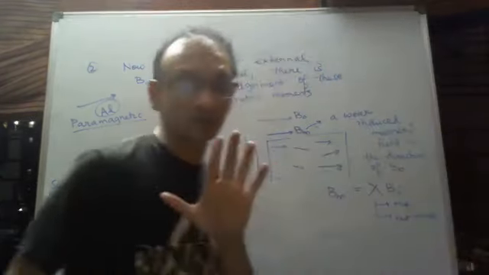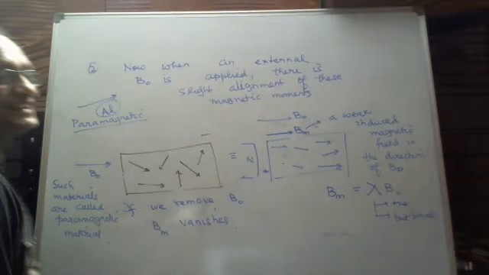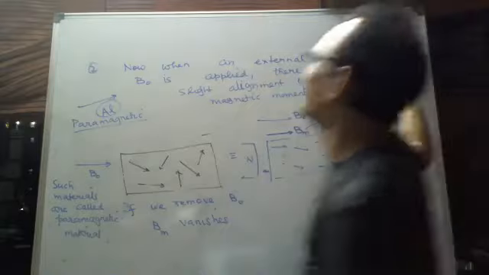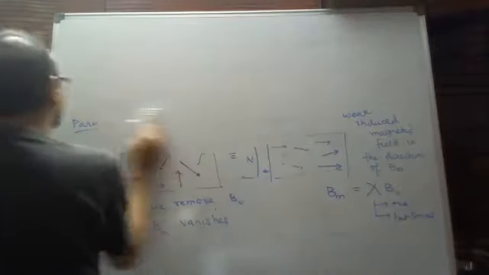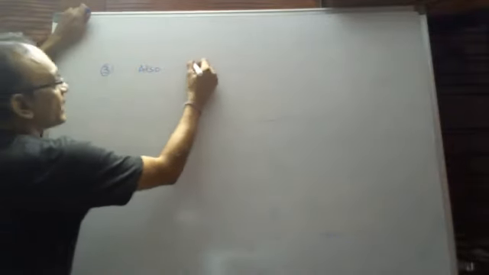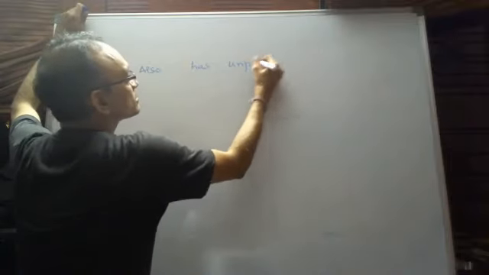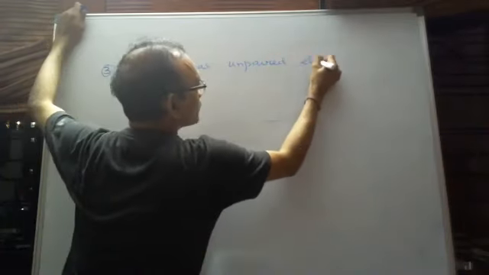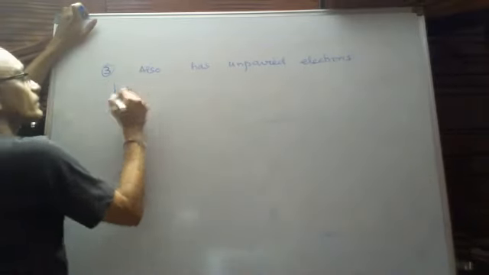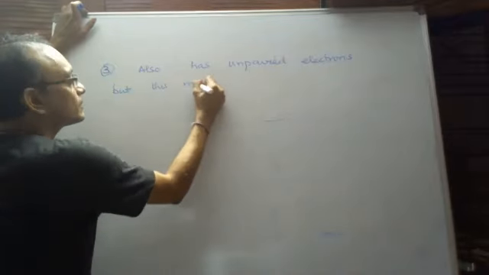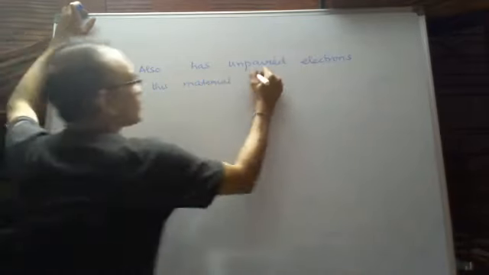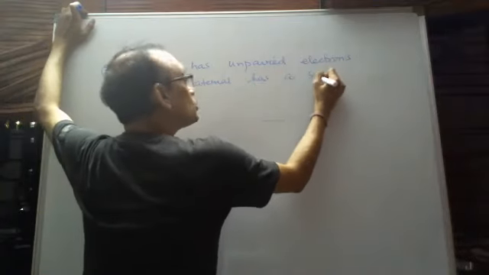Third kind of material, last for the day. ये जो थर्ड काइंड है ना, इसमें भी also has unpaired electrons. But this material has a special property.